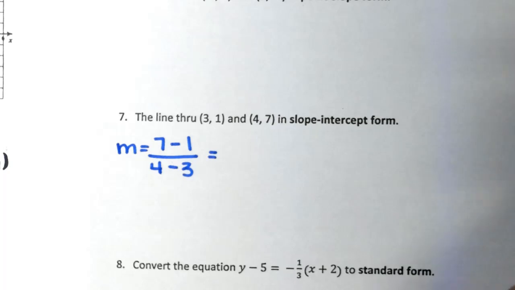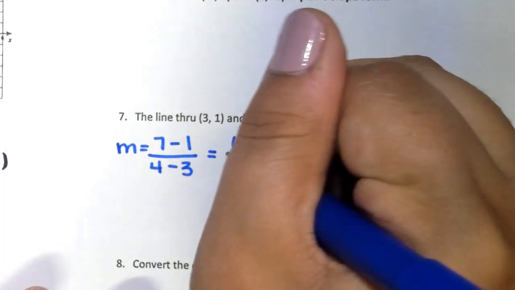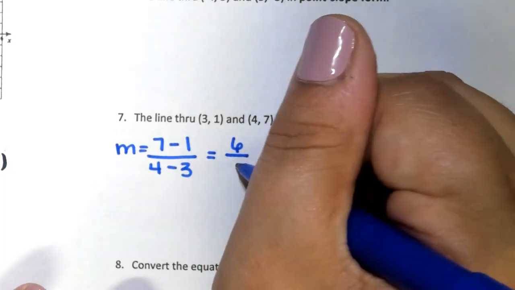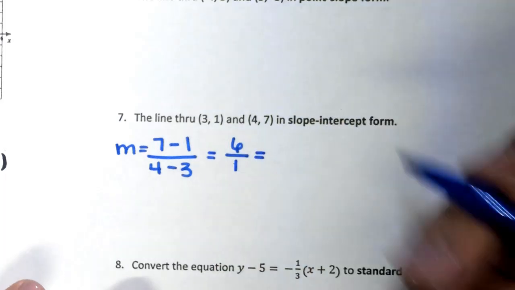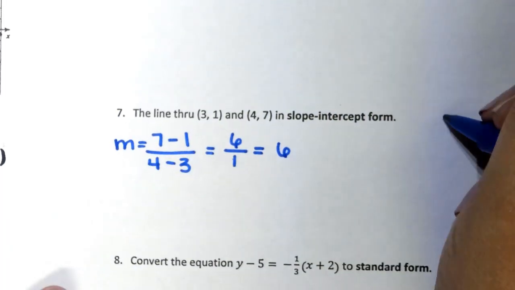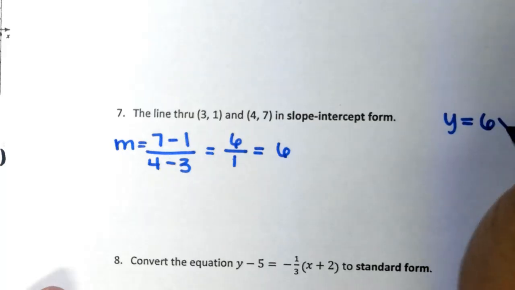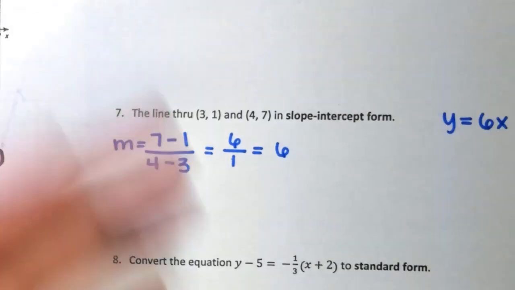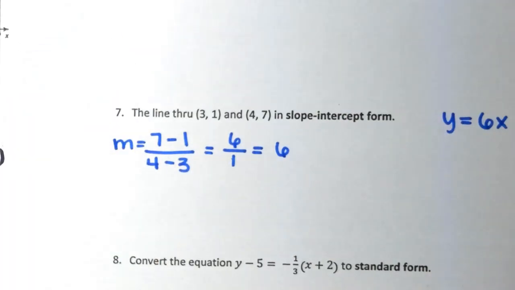What is 7 minus 1? What's 4 minus 3? And what is 6 divided by 1? 6. So this is going to be y equals 6x. How do I figure out what's next?